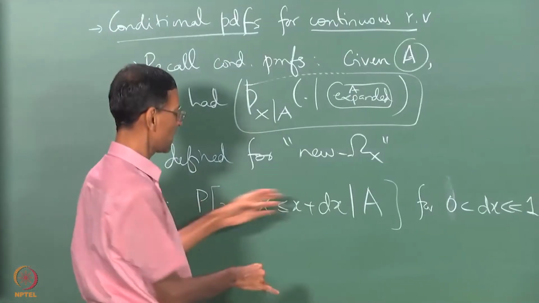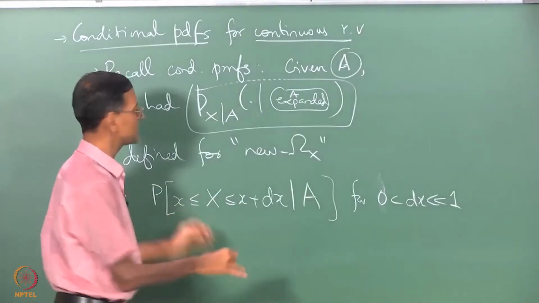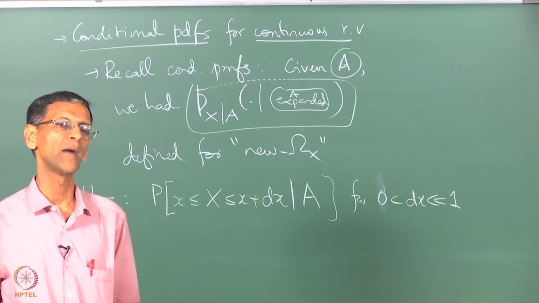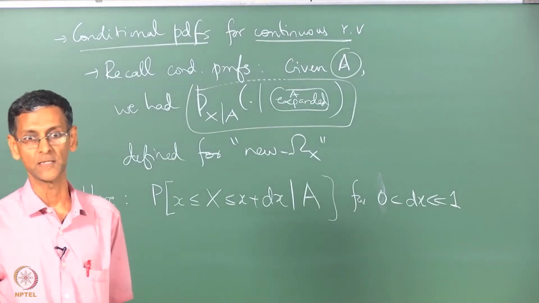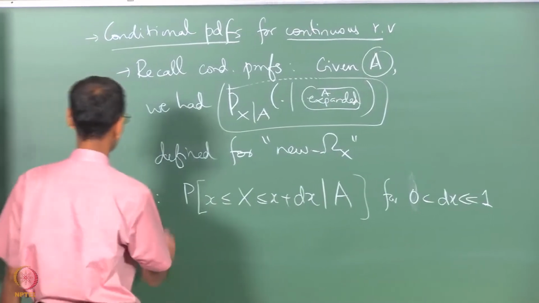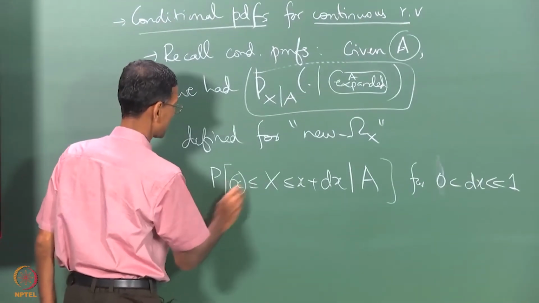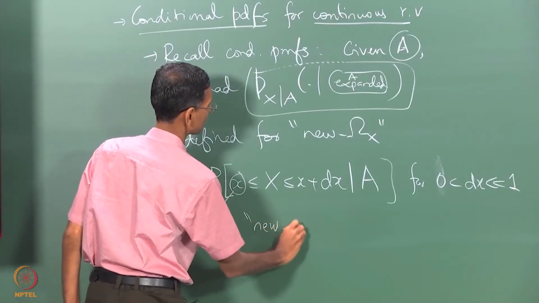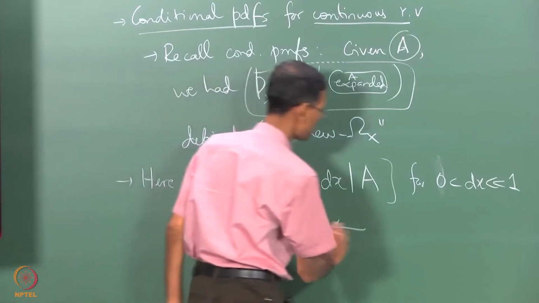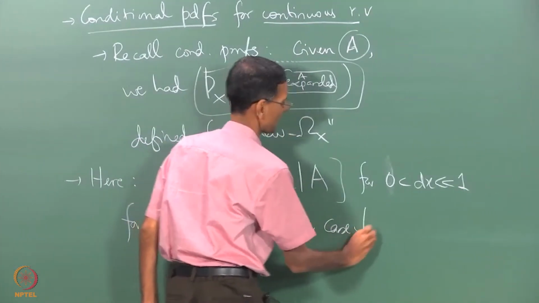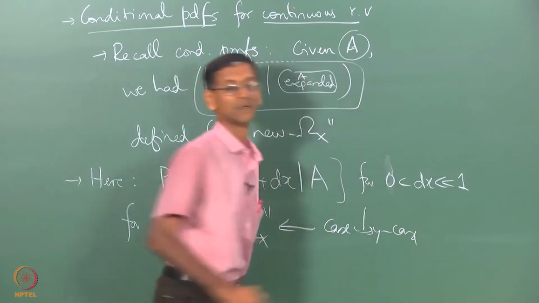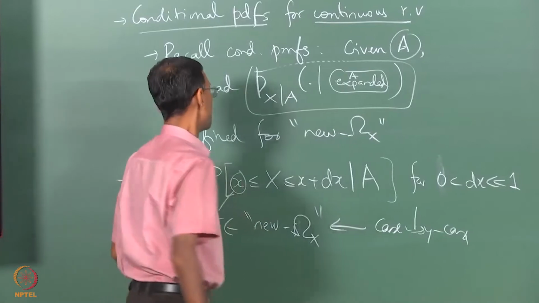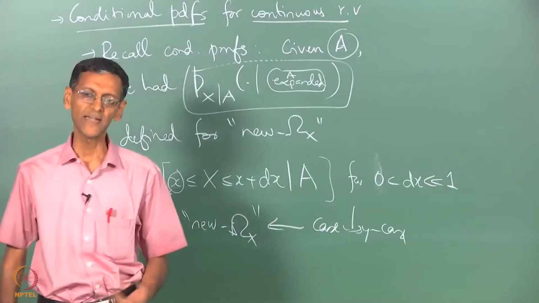And we are looking at this conditional probability for what values of x. Again, a new Omega_X has to be found. In general, you have to find it, and there is no magic for doing so. You have to look at it on a case by case basis, right? So for this x element of what I am going to call new Omega_X, this must be done on a case by case basis. You cannot generalize, isn't it?